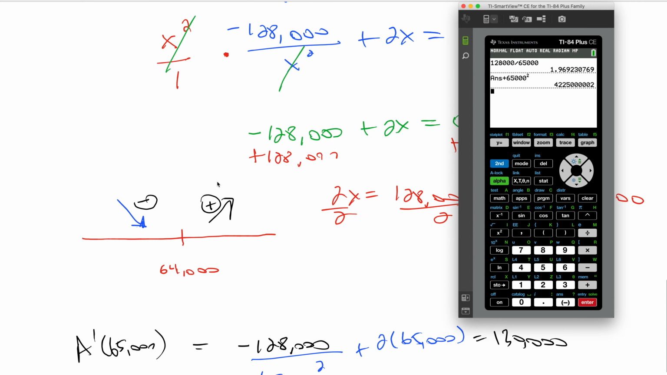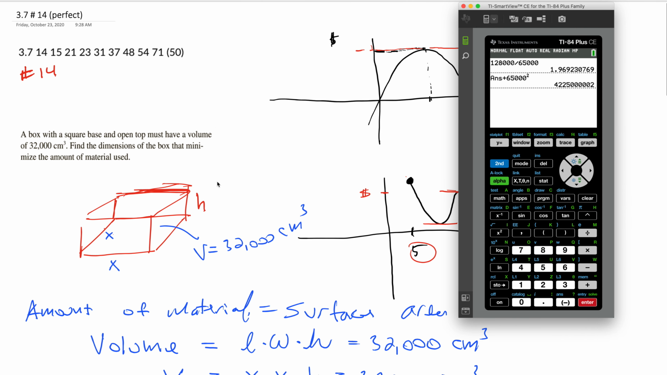So we're saying, find the dimensions. We're not asking for the surface area. We figured out the surface area. We found the surface area that minimizes the box. That's not what they want actually. They want the dimensions of the box. Find the dimensions of the box.